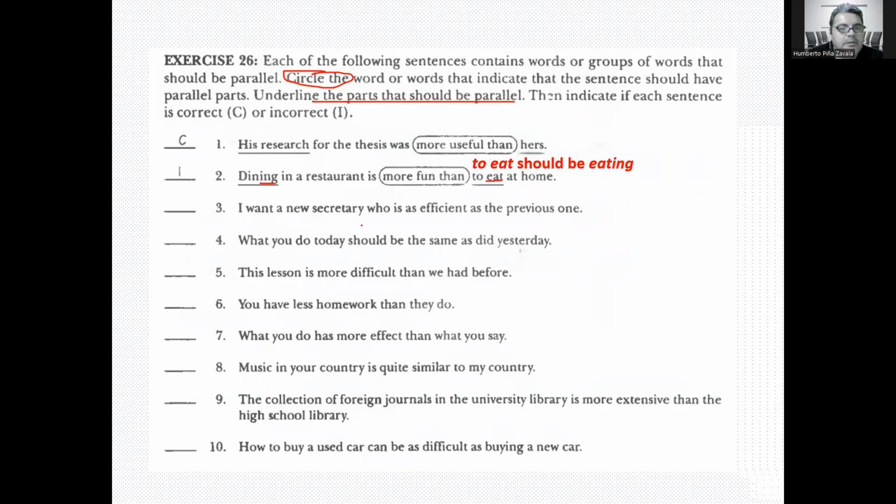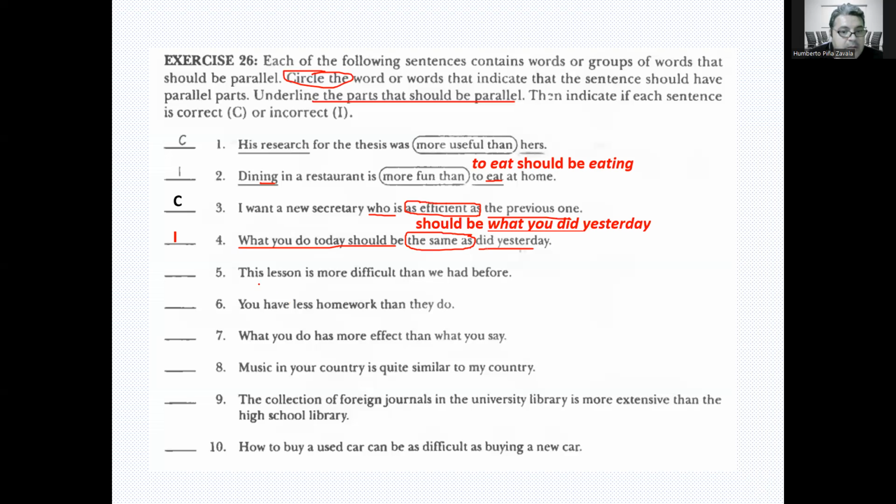Okay, I want a new secretary who is as efficient as the previous one. Okay. What you do today should be the same as what you did yesterday. What you do today should be the same as what you did yesterday.